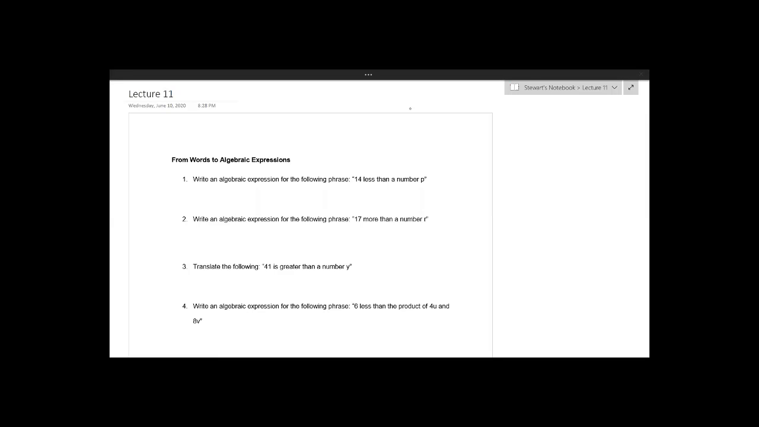Welcome back, everyone, to lecture 11, where we're moving into something different. We're talking about turning words or sentences or phrases into algebraic expressions, because a lot of times when you're reading story problems, you have to pick out these key phrases and determine how to translate that into an equation to solve.